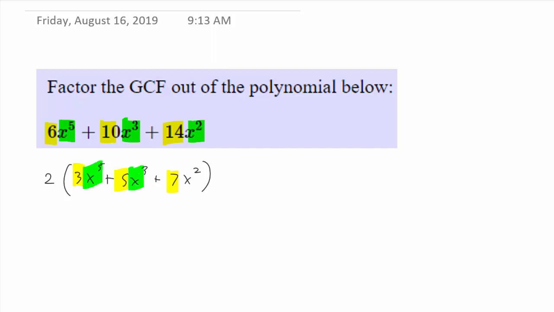But now we focus on the variables. We say we have x to the fifth, x cubed, and x squared. So the question is, how many x's can I factor out? How many x's do they all have in common? And the lowest amount would be x squared. So therefore, I'm going to factor out x squared out of each term. So if the first term, the 3, notice the coefficient stays, the x to the fifth, I'm factoring out 2 of them, then that would leave me with 3 of them.